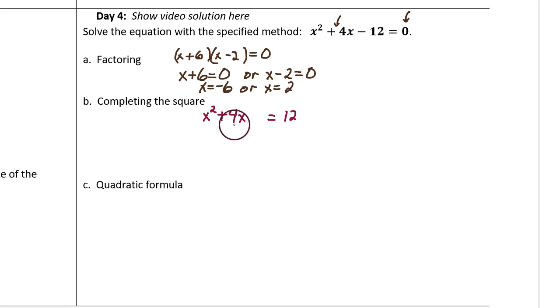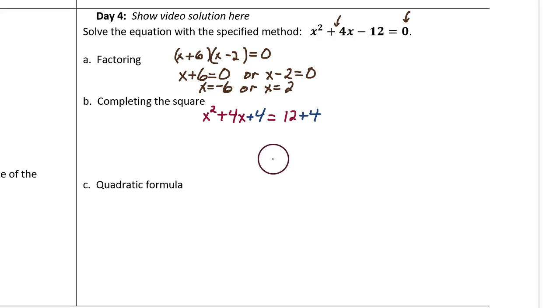Here's how you get that number. Take half of the coefficient of x. Half of 4 is 2. And then square it. 2 squared is 4. We're going to put a positive 4 in that blank spot. But because you can't just put plus 4 on one side of an equation without changing the value, you need to compensate by putting plus 4 on the right side as well. As long as you add 4 to both sides, you haven't really changed the equation.